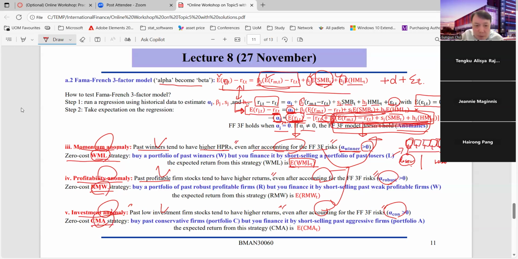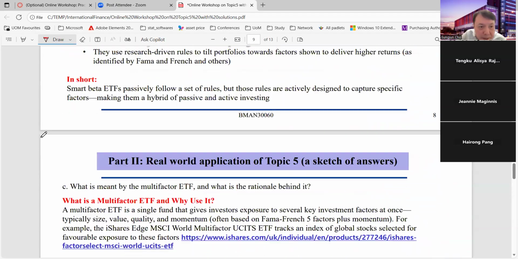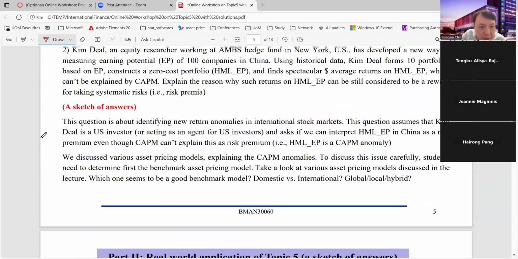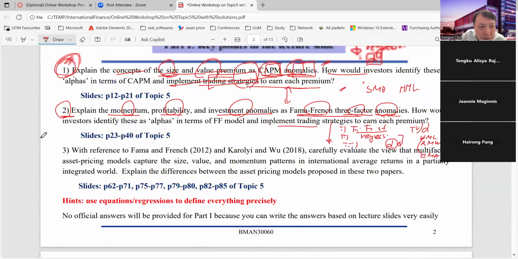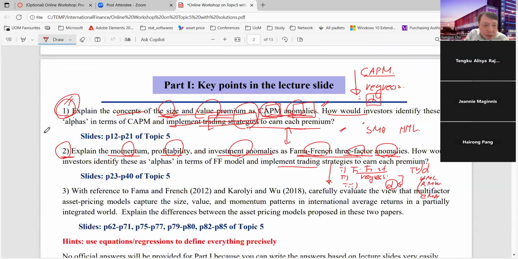So what I have been explaining is, if you get a question like this, your approach should always be to define the model, talk about the regressions, talk about the meaning of alpha, then talk about the meaning of each anomaly, and use the alpha to talk about that more precisely, and finally talk about how to implement that, right?